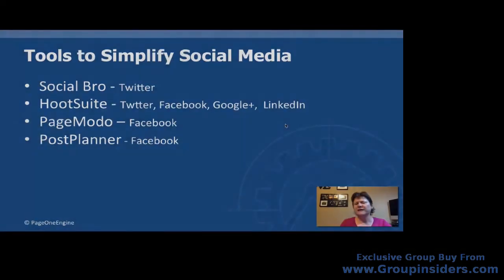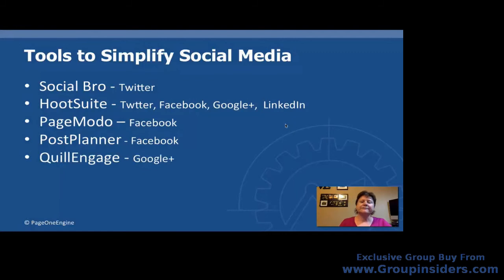So if you are looking for just a Facebook tool that's pretty good, that's a good one. Post Planner's another one, same idea for Facebook. It can schedule posts for you and have those ready. Quill Engage is the same type of tool, but for Google+. And Buffer is a really, really nice tool. I like Buffer because you can put it on your web browsers, and anytime you want to share something, you click a button and Buffer will automatically schedule it or just send it out automatically for you.